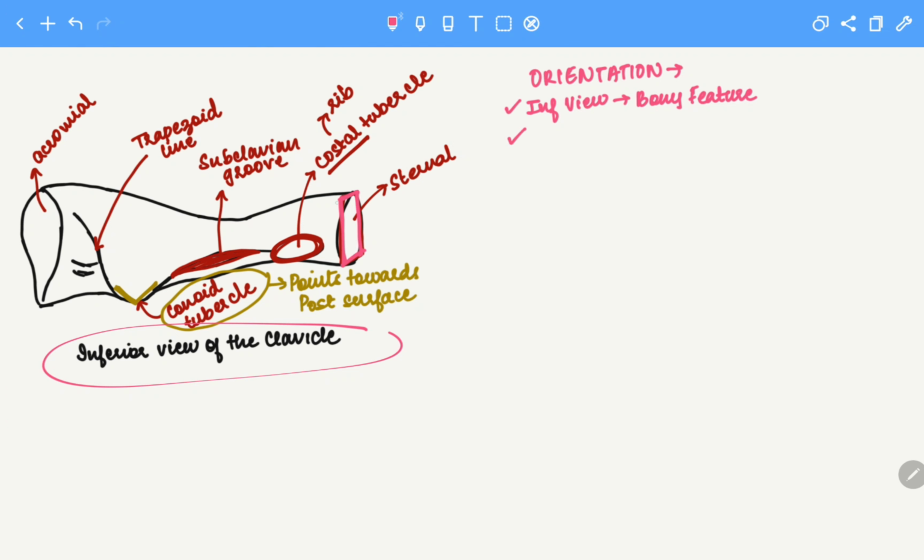Next point, quadrangular shaped surface. This is going to be the sternal end. So that is going to be the medial side. And if you find a rounded surface, that's going to be the acromial end. The conoid tubercle, like I mentioned, it points towards the posterior surface.